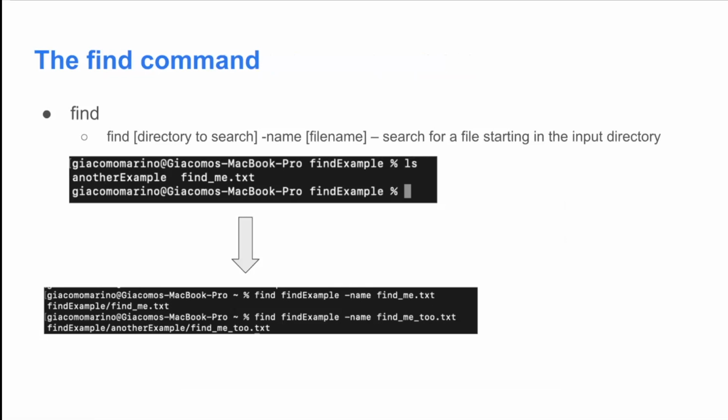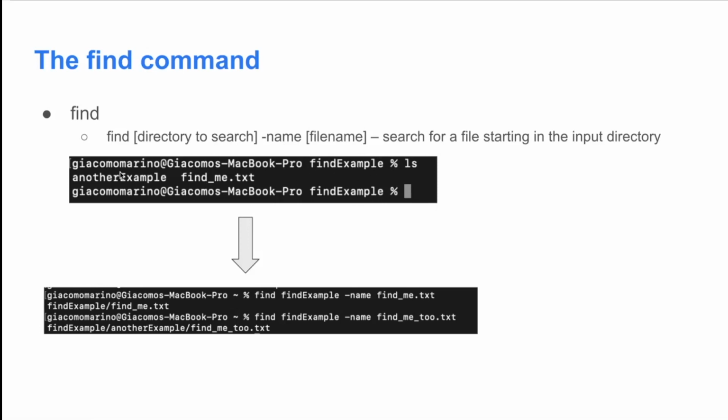Find can also be a very helpful command if you are looking for a certain file. You maybe forgot where you put it. This is just one example of how to use the find command, and that would be searching in a directory by a file name. For instance, we have this folder called find example. We can see that reflected in our command line here.